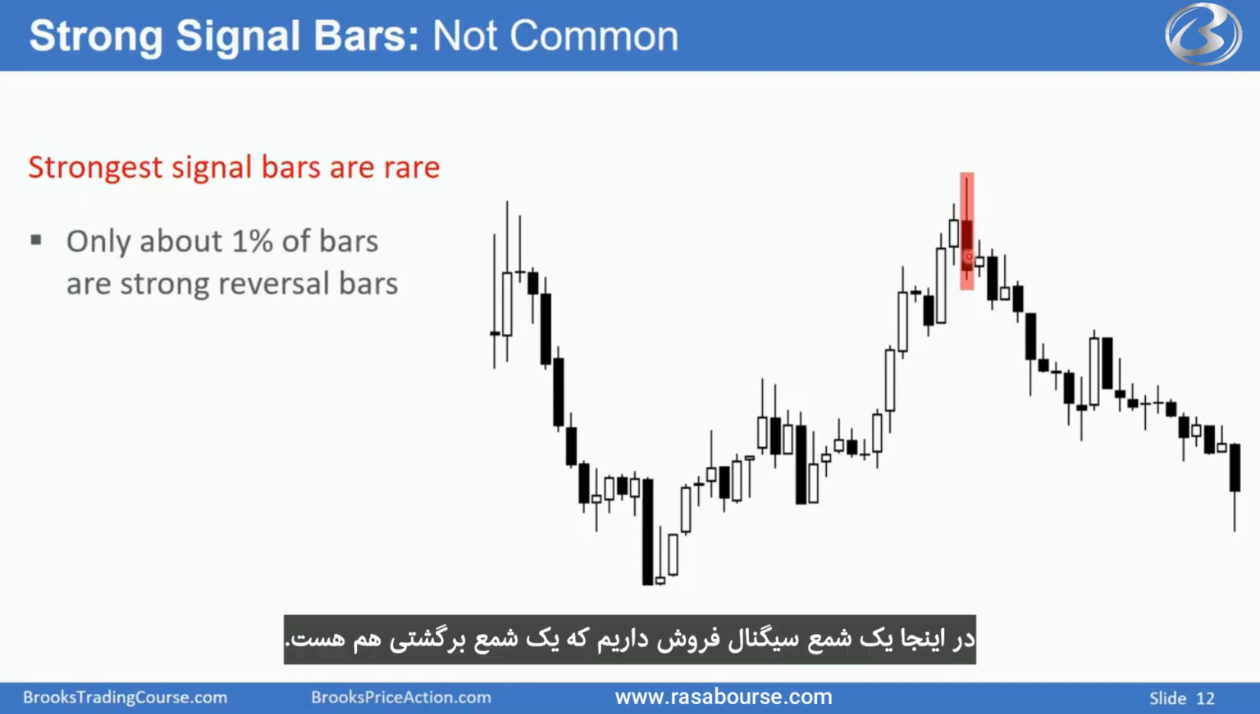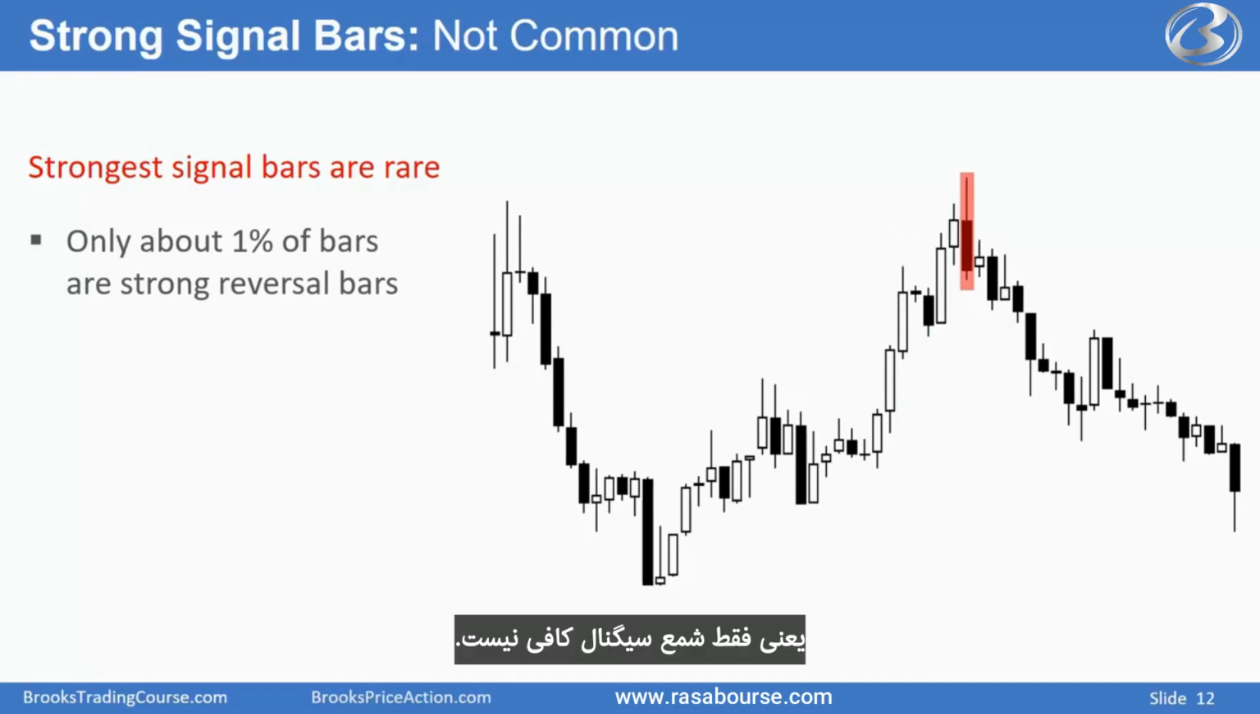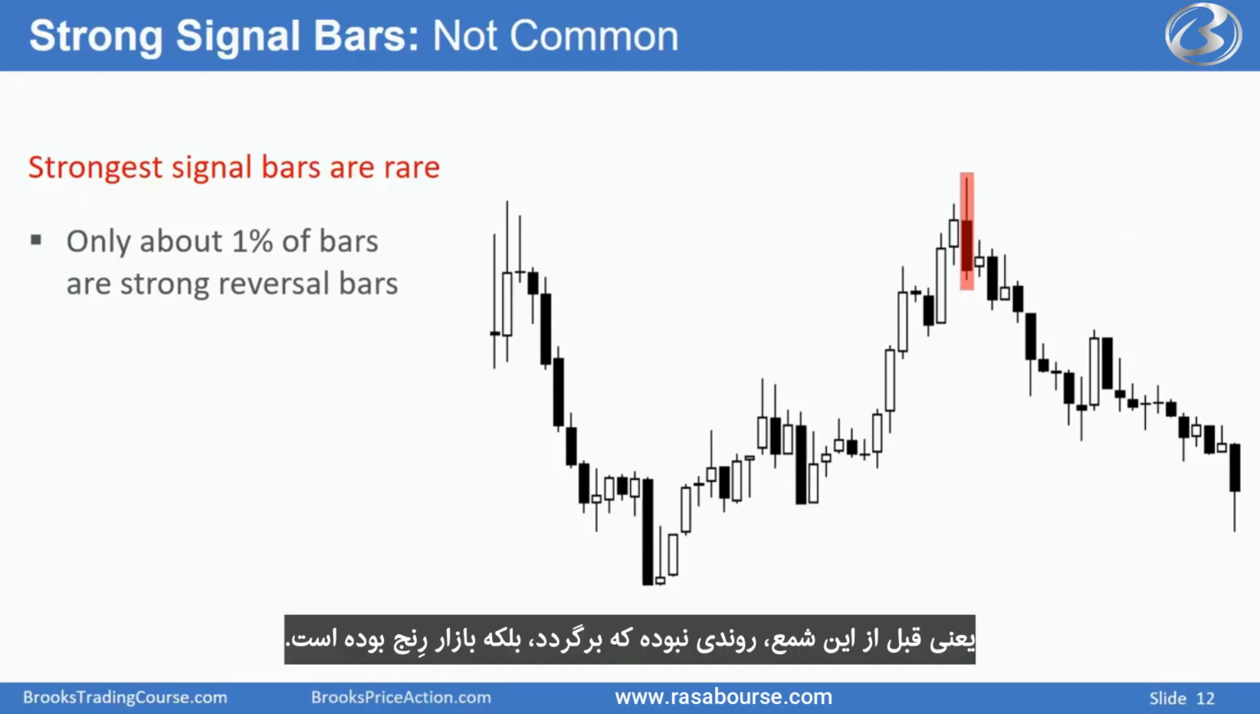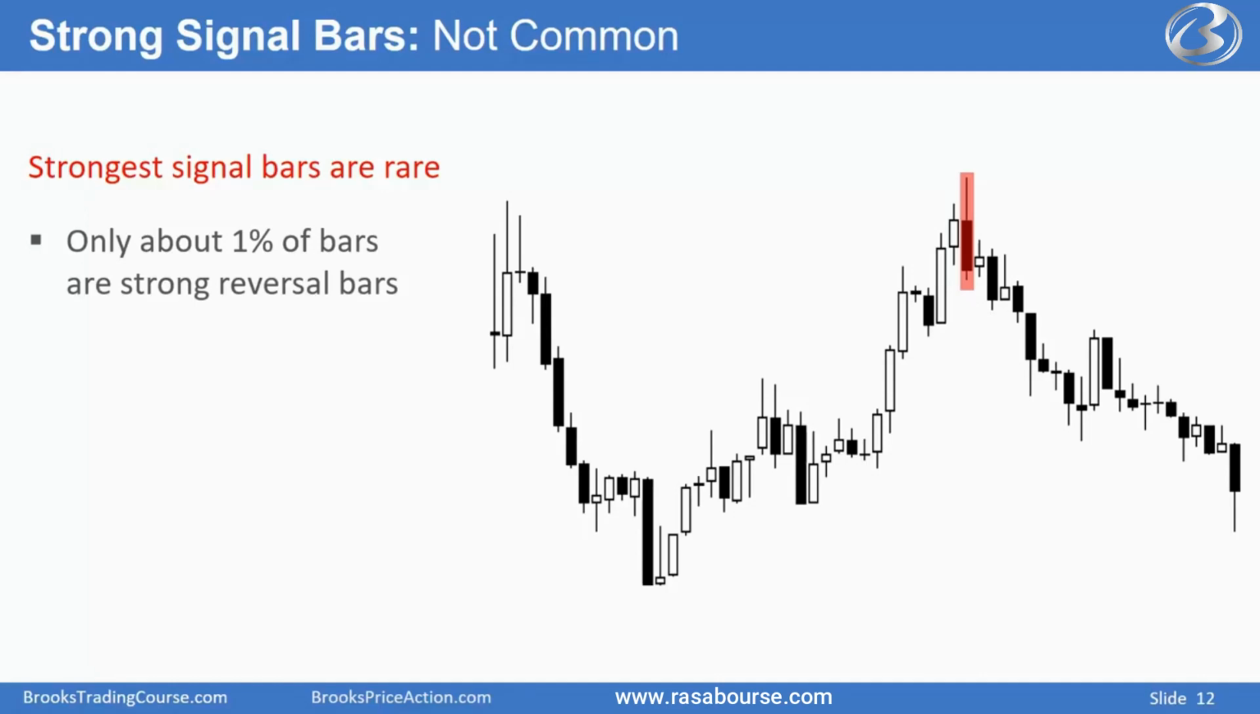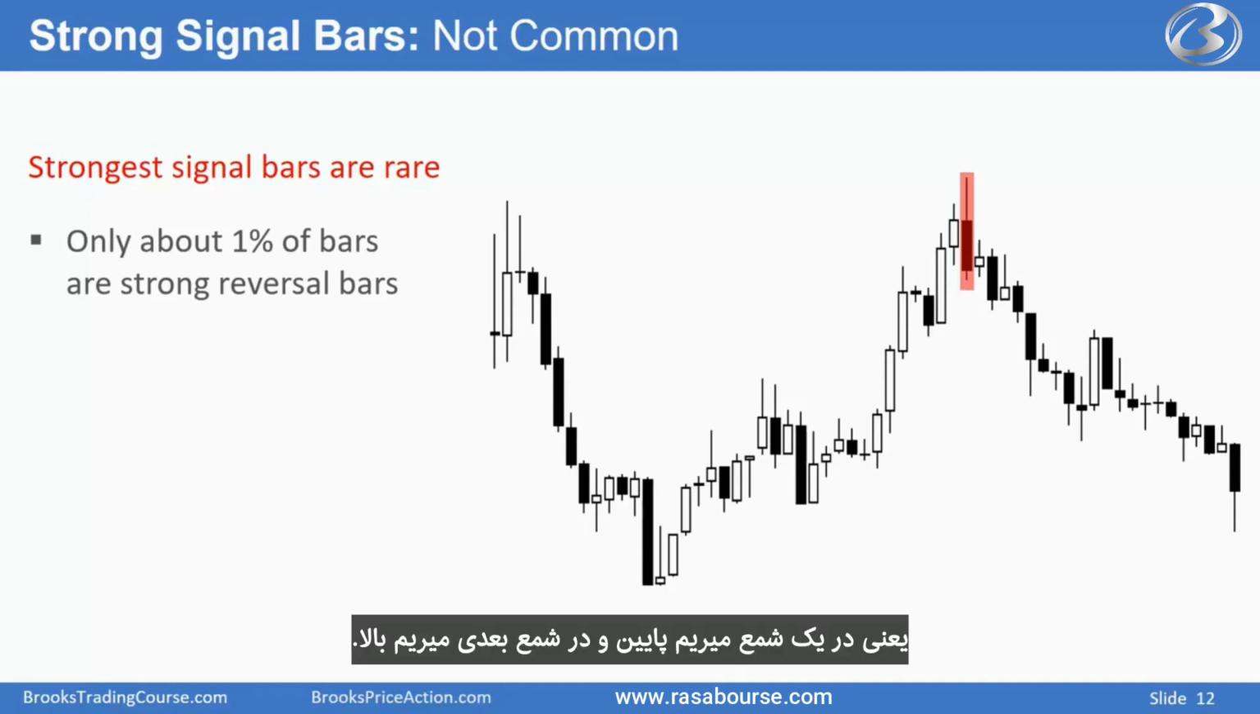I said earlier that just because you have a strong signal bar, and here we have a strong sell signal bar that's also a reversal bar, we're trending up, we're reversing down, you also need good context. You need more than just a sell signal bar, because a lot of times sell signal bars will occur in the middle of a trading range and they're not reversing anything. So you can have a big bear reversal bar, but it's in the middle of the trading range. There's nothing to reverse. There's no bull trend. It's a sideways market. It'll go down for a bar and then it'll go up the next bar.